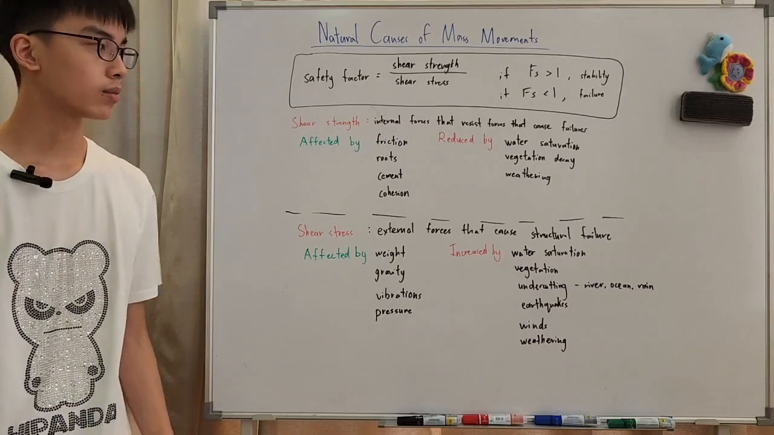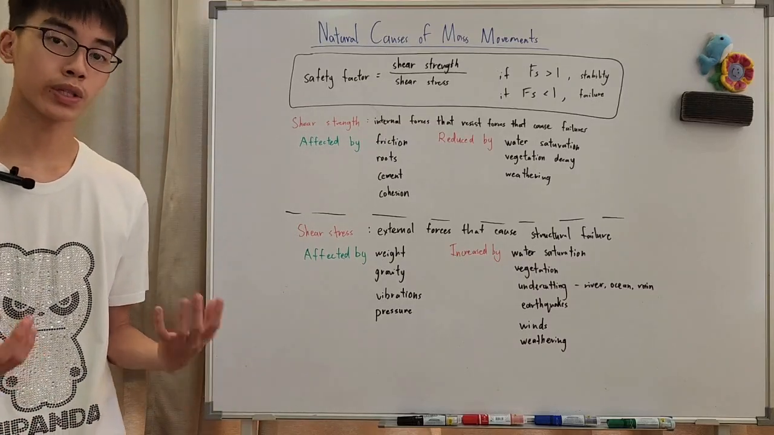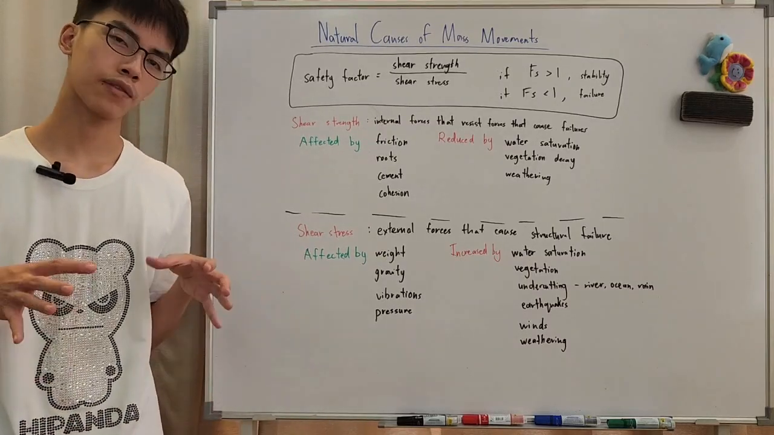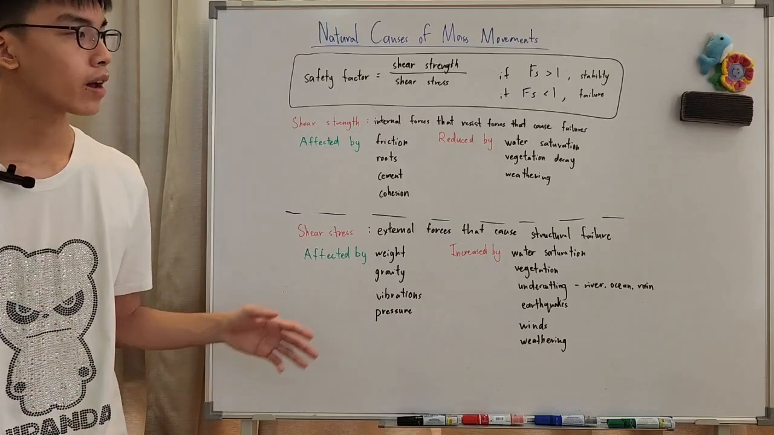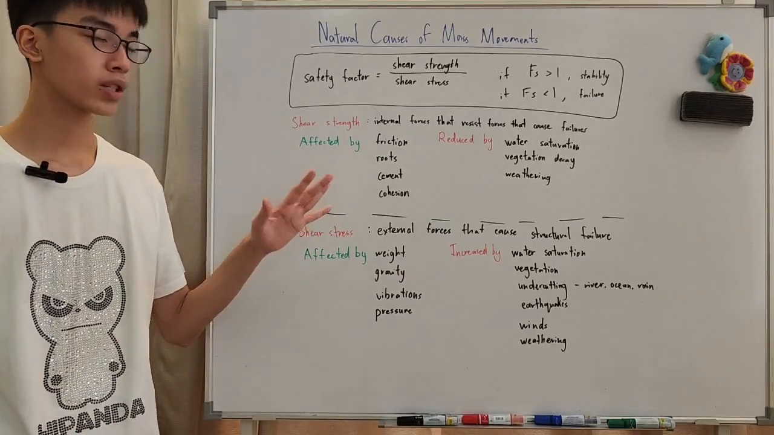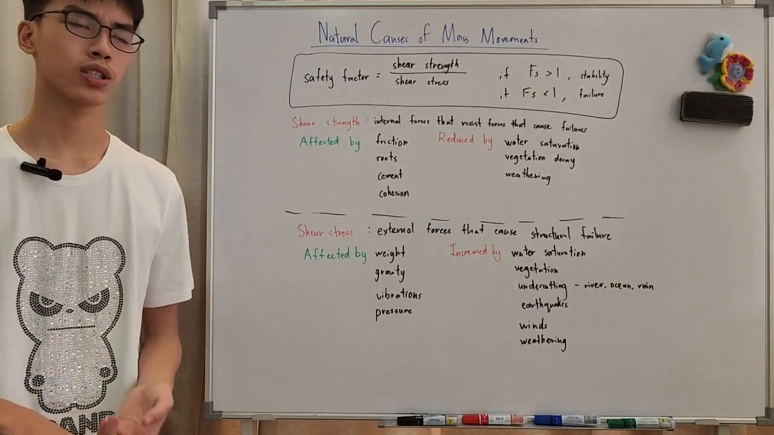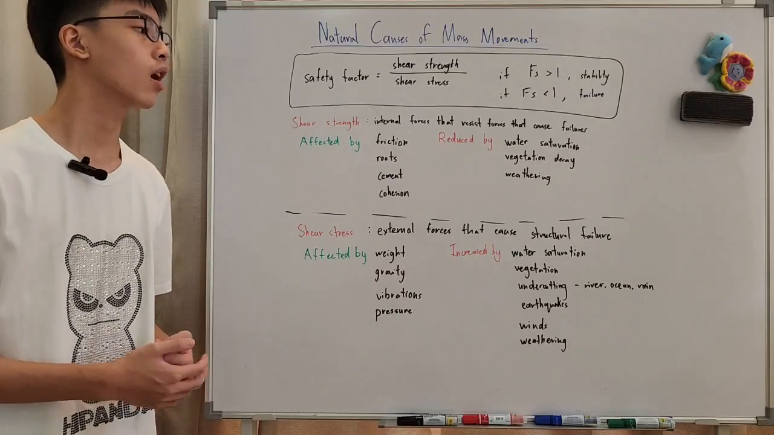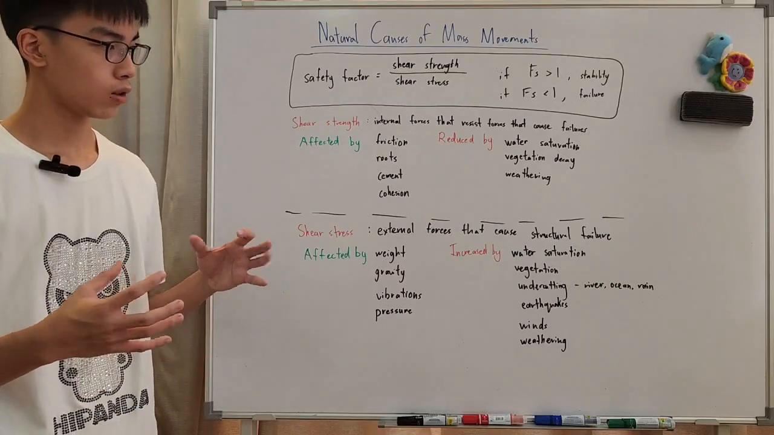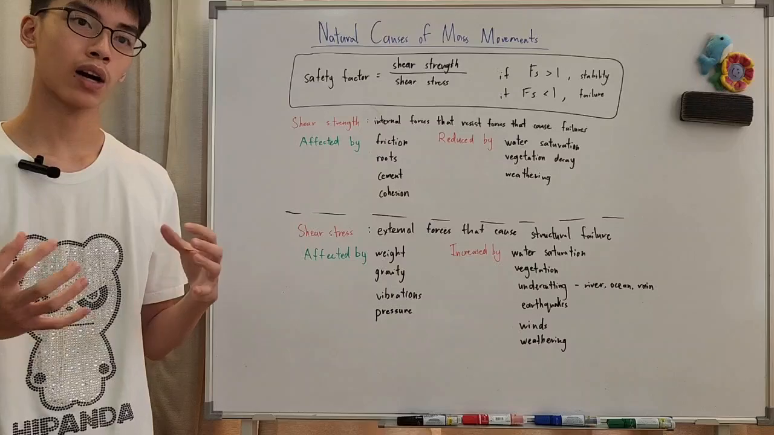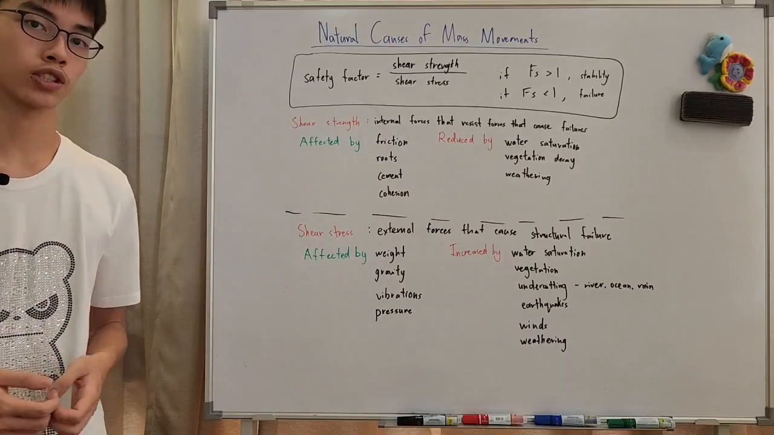Vegetation decay. So your vegetation is dying, your roots weaken, and therefore they don't have much of a binding effect anymore. And also weathering. You can weather away your cement through hydrolysis, hydration, oxidation, any chemical weathering effect. And what this does is it loosens up your particles. Your particles are not held together tightly anymore, and that decreases your shear strength.